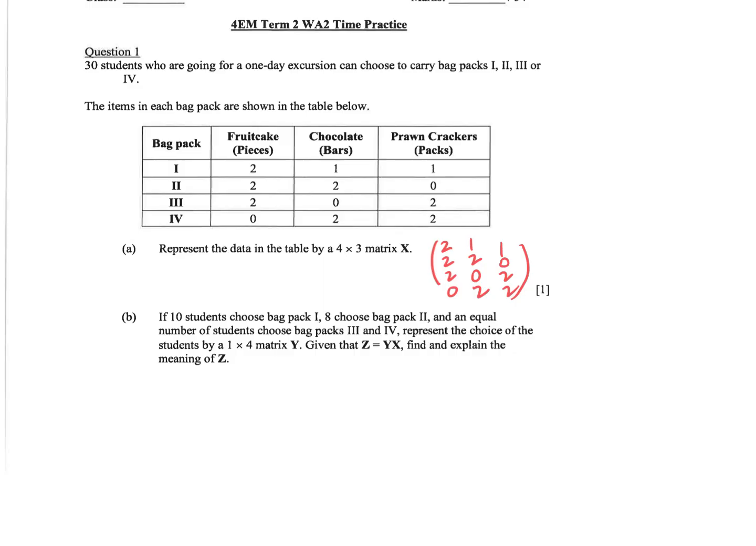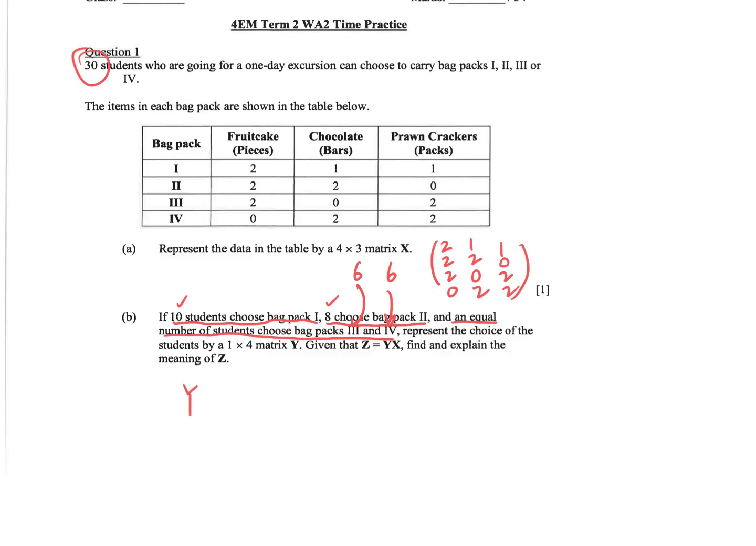So for instance, they say 10 students chose pack 1, 8 chose pack 2, equal number of students chose pack 3 and 4. I have 30 students, already 18 taken up. The other 12 you have to split amongst pack 3 and pack 4. So each of them gets 6.